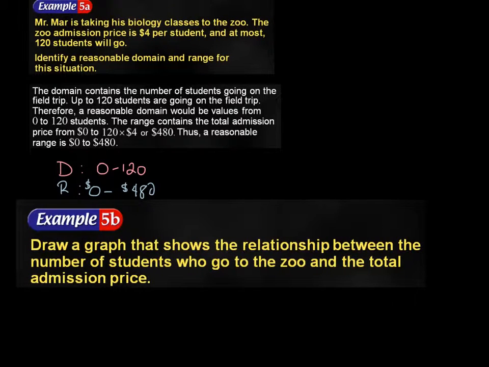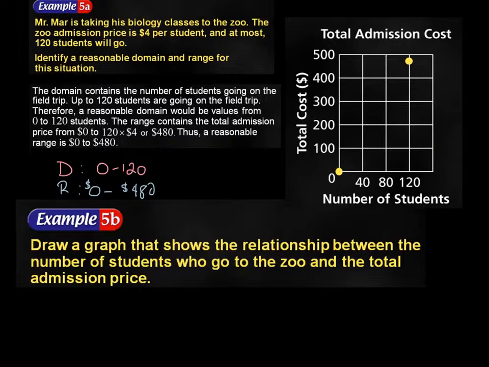Draw a graph that shows the relationship between the number of students who go to the zoo and the total admission price. Okay, again, we've got a nice label, total admission cost, and this time they did not skip a few, so they just went by hundreds on the vertical scale, and they went by 40s on the horizontal scale. And we'll start off plotting those two basic points we have given in our domain and range. We're going from (0, 0) to (120, 480). So there's (0, 0) and (120, 480).